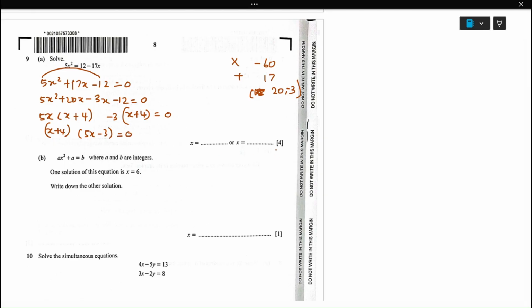So we need to find the solution. First part, x + 4 = 0, or 5x − 3 = 0. So x = −4, and here x = 3/5. So one answer is −4, one answer is 3/5.